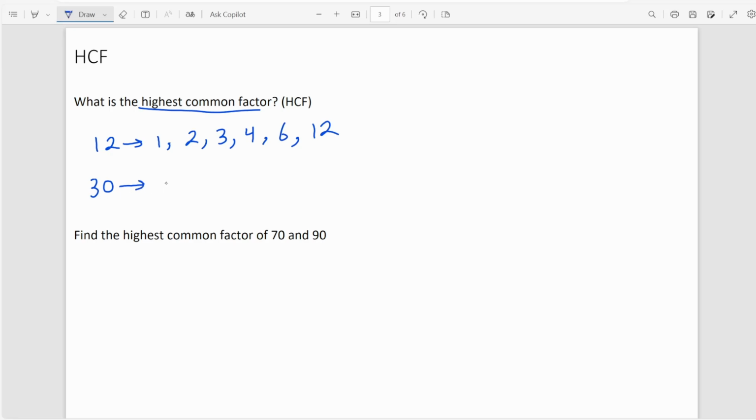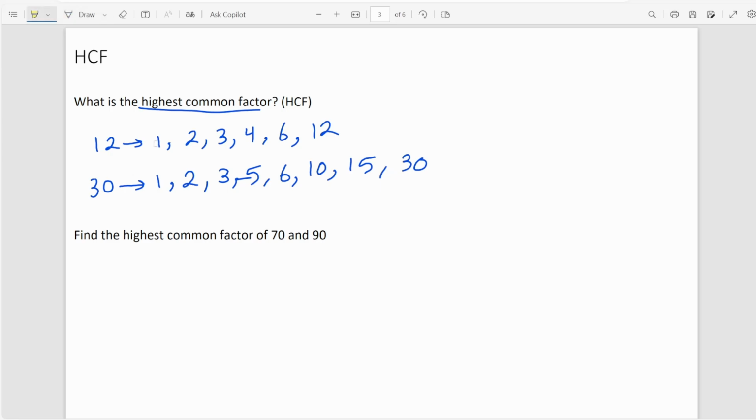Now, 30, we have 1, we have 2, 3 divides it as well, 4 doesn't, 5 does, and 6 does, 7 doesn't, 8 doesn't, 9 doesn't, 10 does, and finally 15 and 30 do, okay? So all of those are the factors of 30.